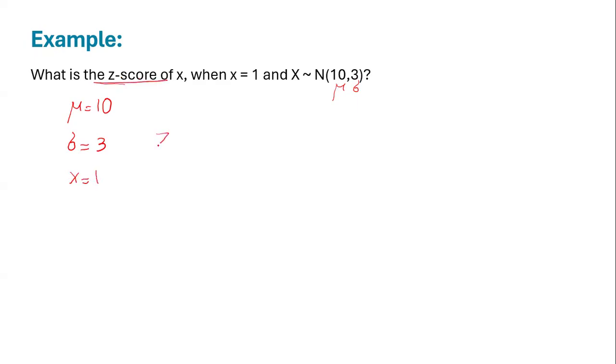Okay, how do we convert x to z? By just using the formula, x minus mu over sigma. And x is 1, minus mu, which is 10, over sigma, which is 3. And 1 minus 10 is negative 9. Negative 9 divided by 3 is just negative 3. So the z-score is negative 3 in this case.